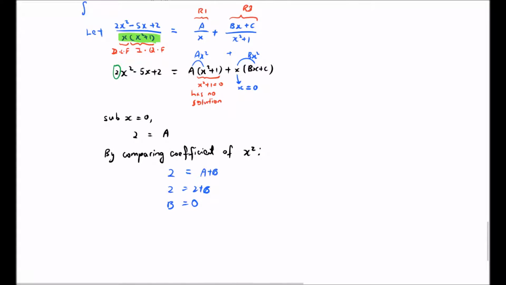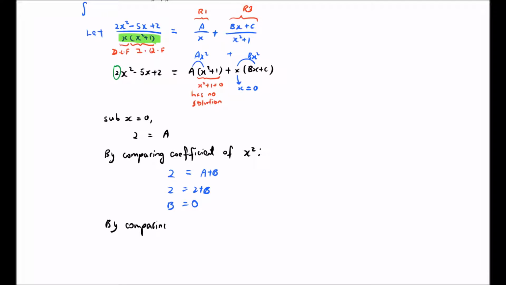Okay. To find C, we use the same technique by comparing coefficients, but this time we compare the coefficient of x. So by comparing coefficient of x, you see the left side coefficient of x is minus 5, right? So you just put minus 5 on the left side. Now the right side, you look carefully. This bracket, there's no x. You cannot have any x here. So there's an x here times C, right? So of course, that means this will give you Cx. That means the coefficient of x on the right side is C alone.